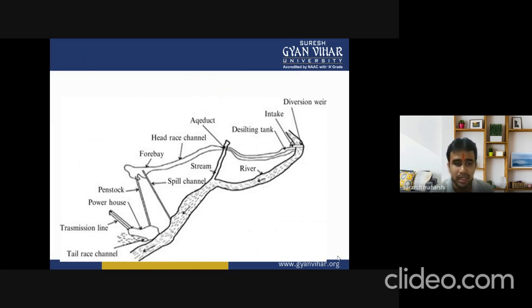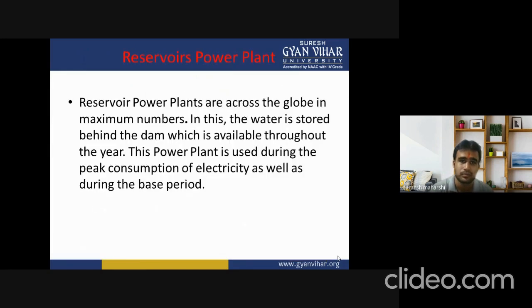topic where we will consider some content like a tailrace channel, transmission line, powerhouse, penstock, forebay, headrace channel, stream, spillway, river, and the desilting tank. Now we will discuss about the reservoir power plant. Reservoir power plants are across the globe in the maximum numbers. In this, the water is stored behind the dam, which is available throughout the year.